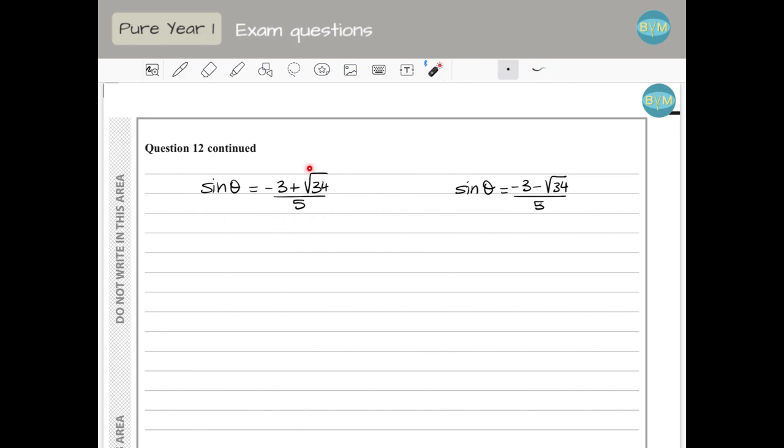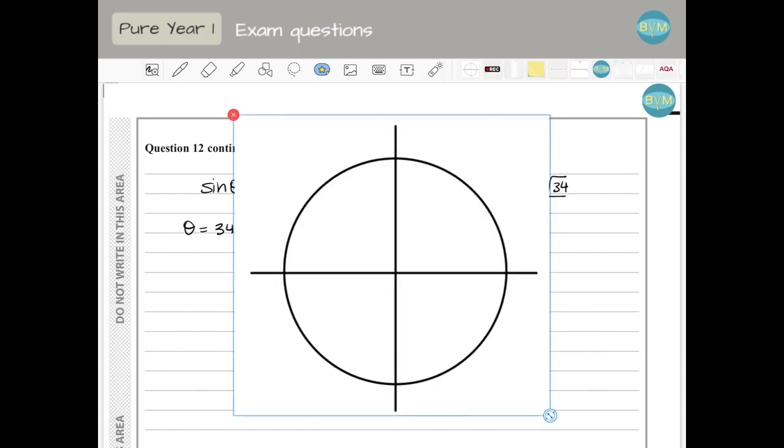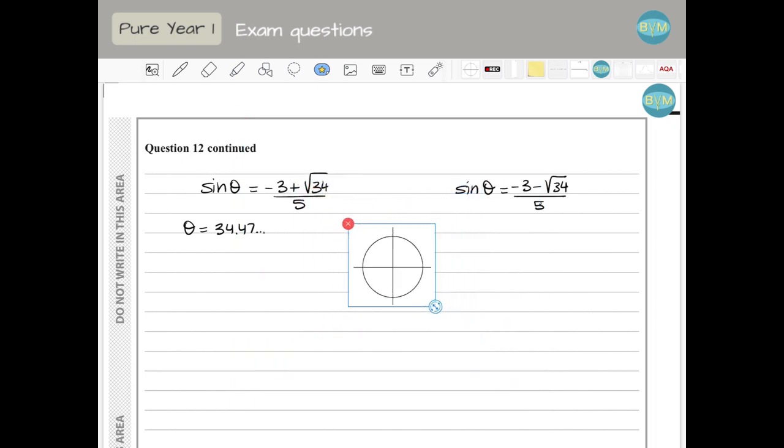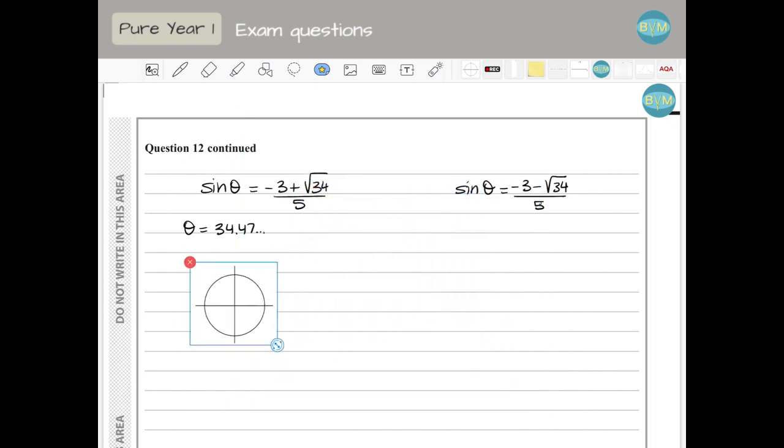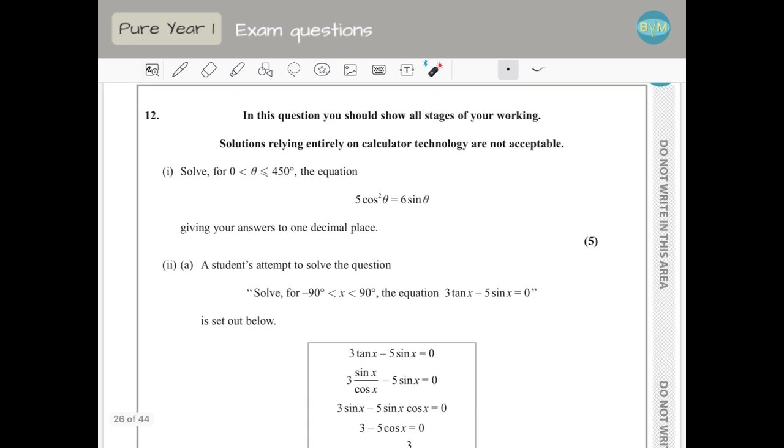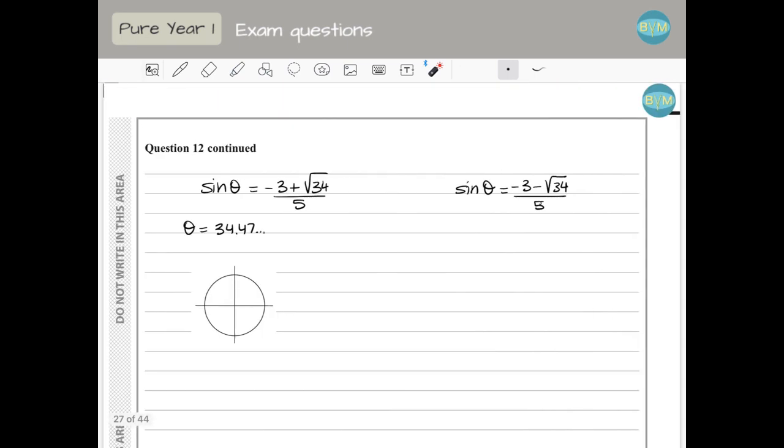With the calculator, I'm going to find the first solution, the principal solution. So I do sine minus 1 of this value, and I get 34.47. With the circle, for example, or with the graph, if you prefer, you're going to find the next solutions in your interval. Your interval is between 0 and 450, so it's a bit larger than one whole circle.